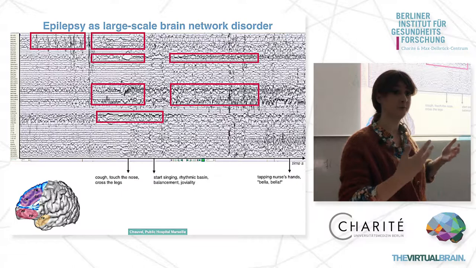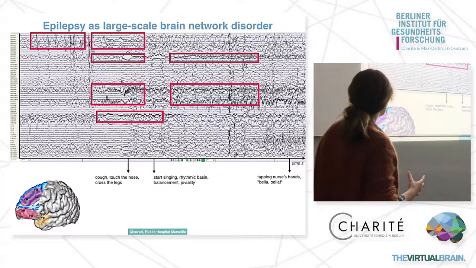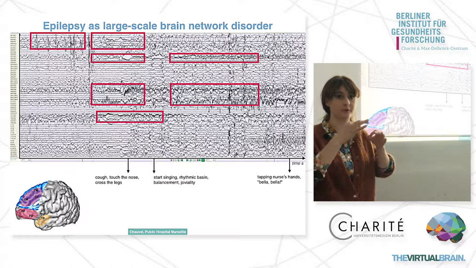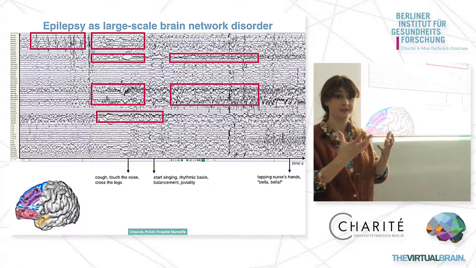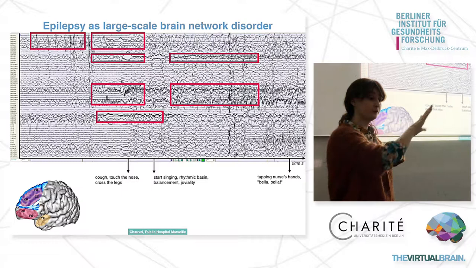The point is that when we talk about epilepsy, it is not just a focus, not just one region in the brain where the seizures start. There is also the early propagation, but after a certain period there is a propagation to a large-scale level. And it is here where The Virtual Brain is useful.